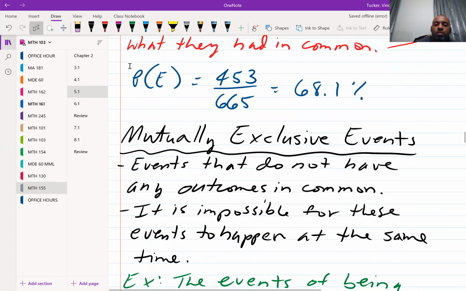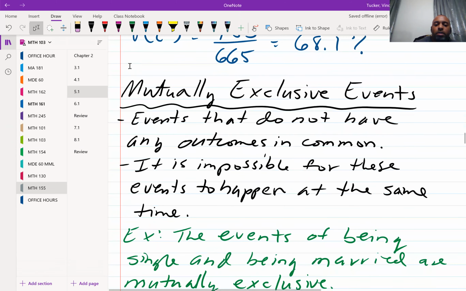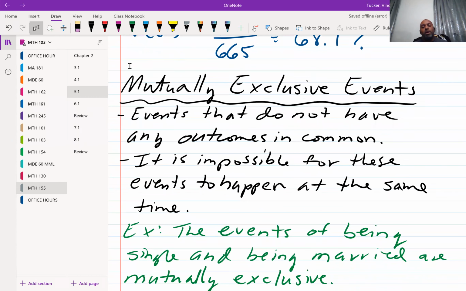Everybody done with the top? Oh, so I wrote that right there in the green. The events of being single and married are mutually exclusive.